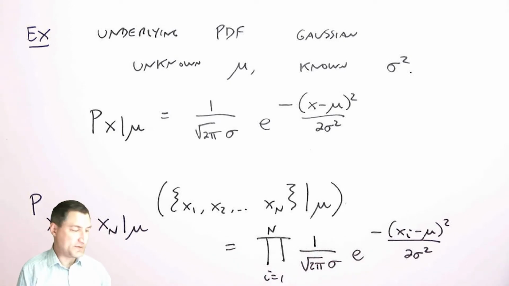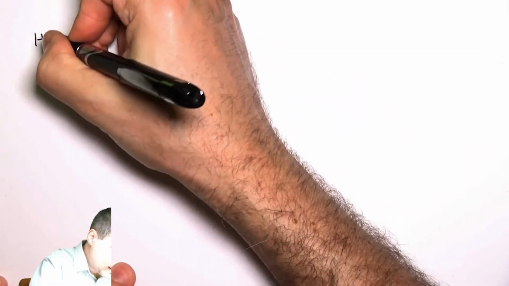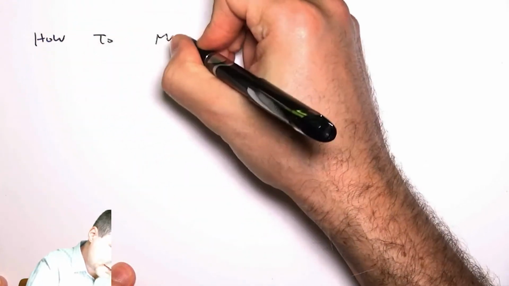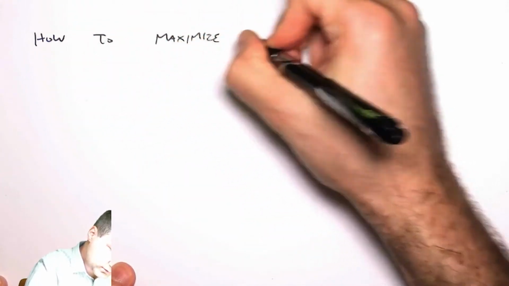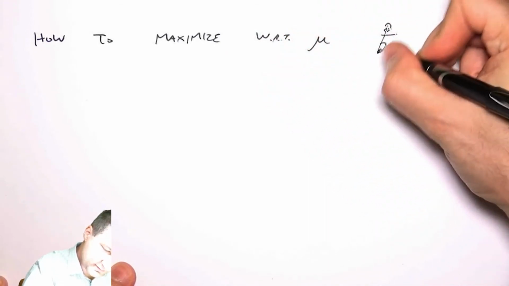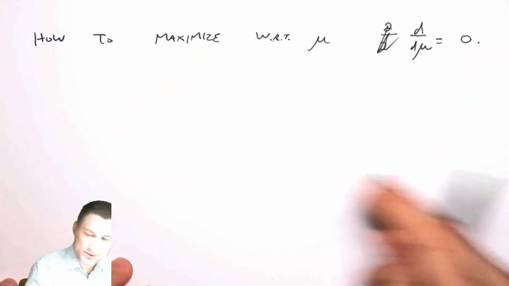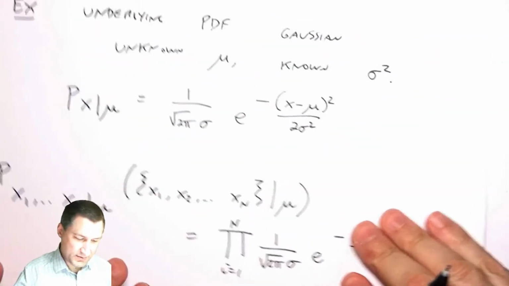How do I maximize something? I take the derivative and I set it equal to 0. Okay. Now this looks like kind of a painful thing to take the derivative of. So how to maximize with respect to mu, I would basically take the derivative and I'd set it equal to 0. Now the derivative of this thing is going to be a mess.